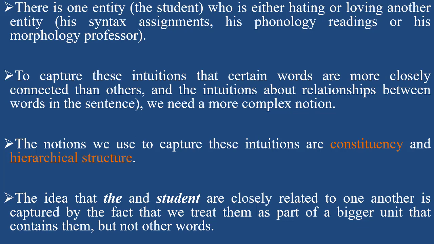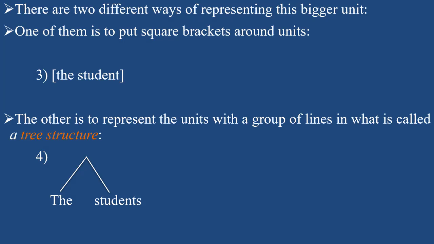Okay, we consider, for example, a student as a constituent because they are part of a bigger unit. In other words, they are part of other constituents. So we have constituent, constituent, constituent, etc. in a sentence. So there are two different ways of representing these bigger units. That is, different ways to represent a constituent. How do we represent a constituent?